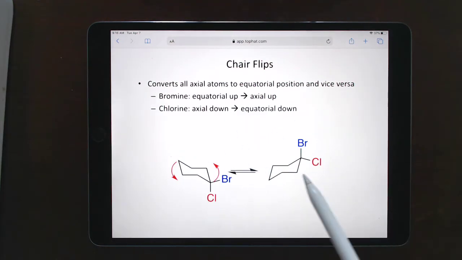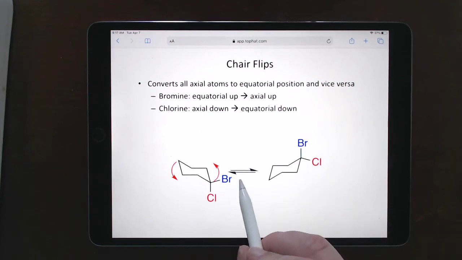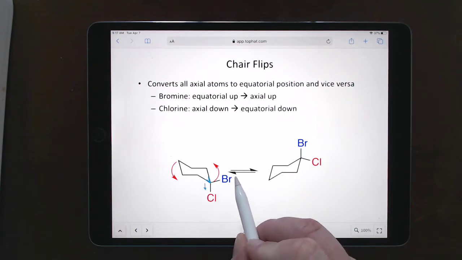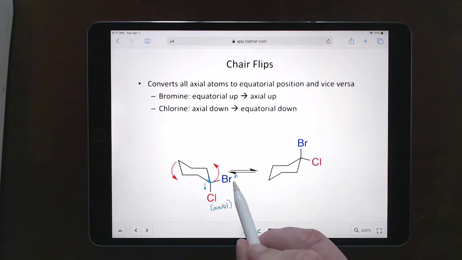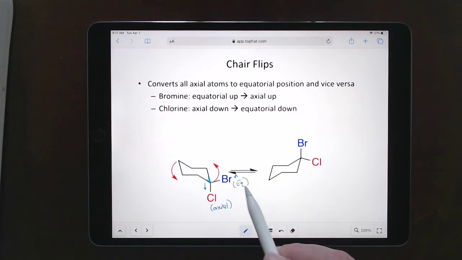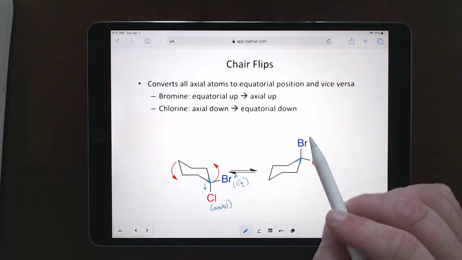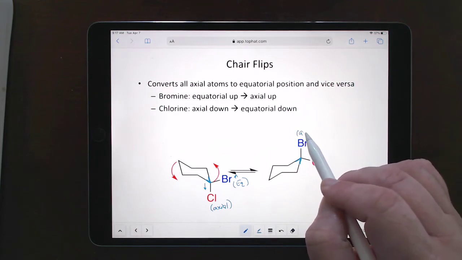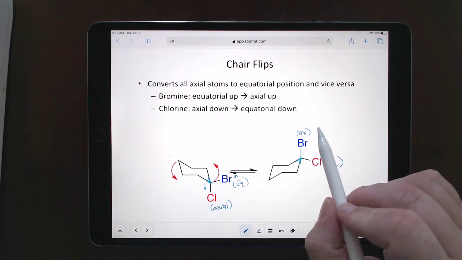So when you get the chair flip, here the carbon-carbon bonds are pointed down. So that's down, that's up. So this is axial, and this one's equatorial. After the chair flip, now the carbon-carbon bonds are pointed up. Now this one is the axial, and this is the equatorial. But notice what did not change.